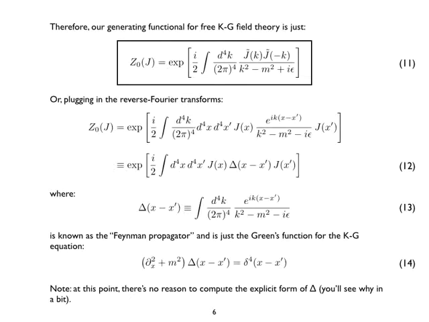Okay, this delta x minus x prime is the analogy of our g function, our Green's function, right? It's the Green's function for the Klein-Gordon field theory, okay? And so it's defined like this, equation 13. And like I said, it's called the Feynman propagator, and it's just the Green's function, and that's all that. And like I said, there's no reason to compute this guy, and we'll see why in a bit.